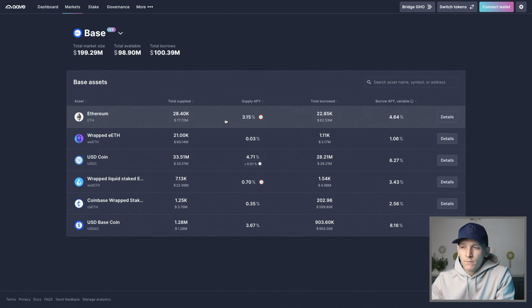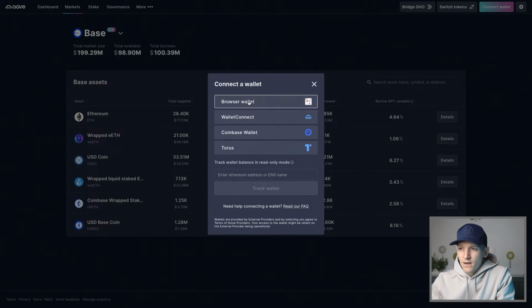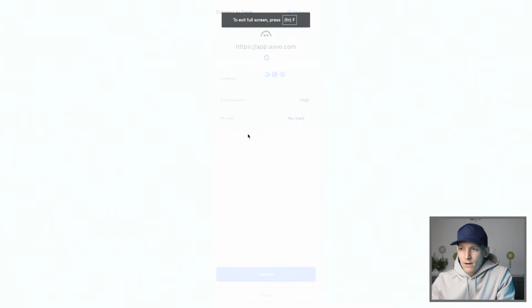So firstly, we can come to Aave. I'll link Aave below if you want to get to the site here and then connect our wallet. So I'm going to press connect wallet. I just have an Aave wallet, so I'm just going to connect that on my browser right here. You can use MetaMask or any of the others, it doesn't matter.